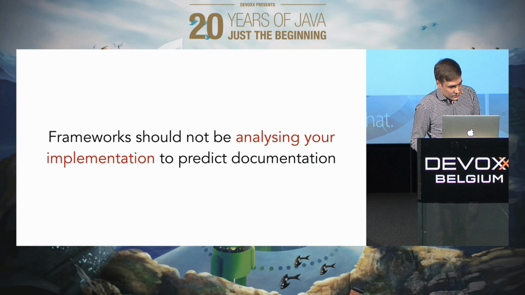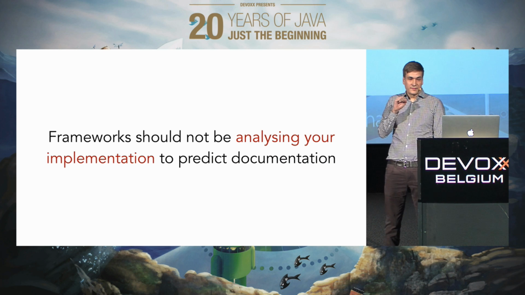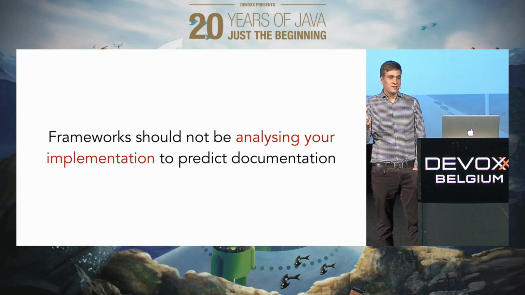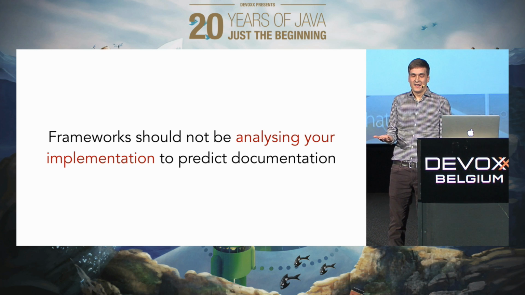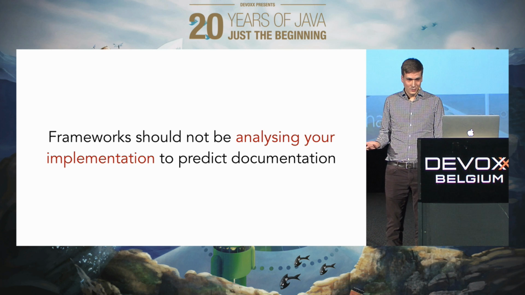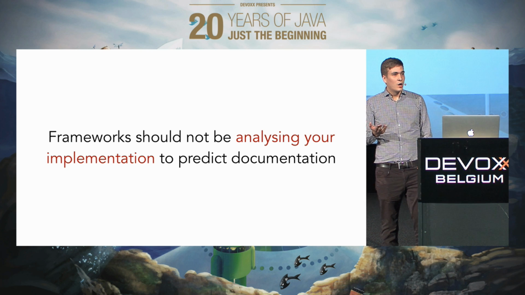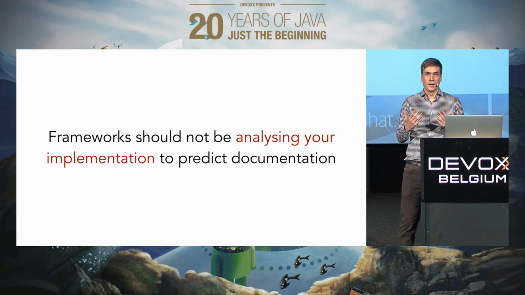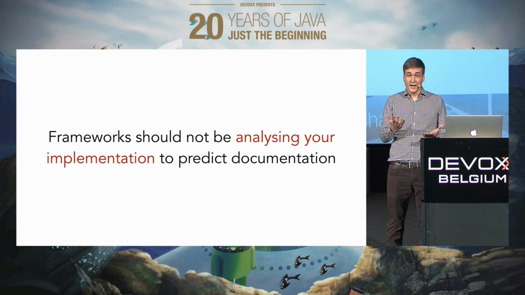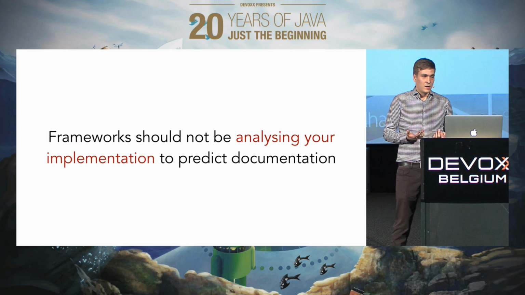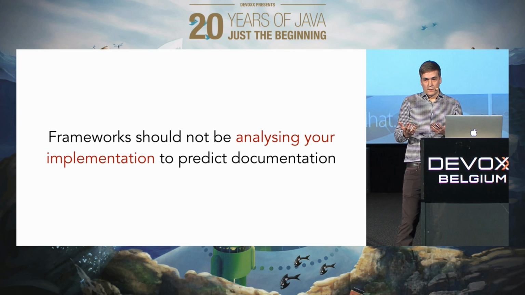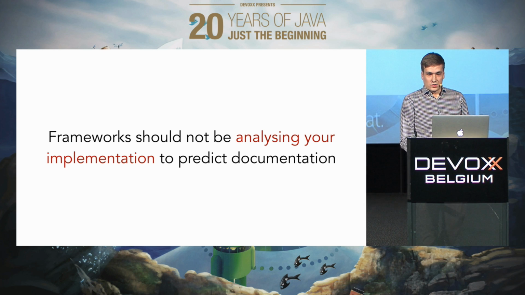So the next thing to keep in mind is that I don't believe that frameworks should be analyzing your implementation to predict documentation. Okay, it's something that other tools do, but it's very hard to do this. And the chances that your documentation will eventually not be up to date, or not accurate, or not even correct is pretty big. It's very hard to predict what will be going on with your requests and responses when you try to analyze your implementation details. A tool which does this is Swagger.